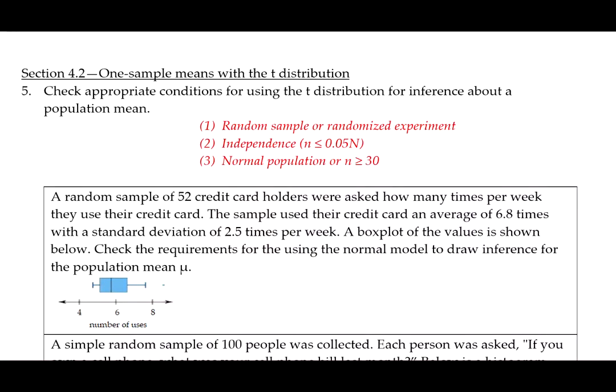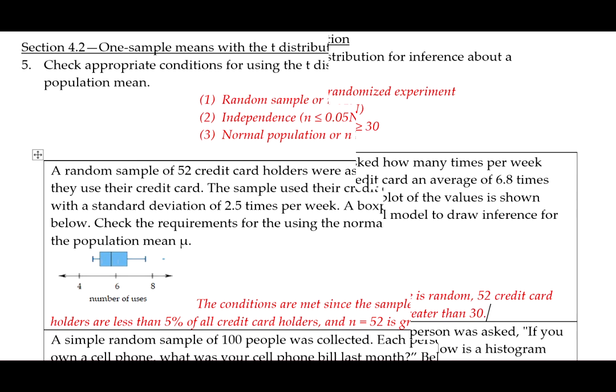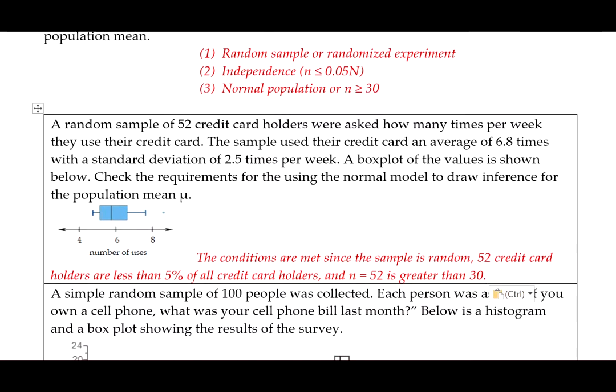Well, it doesn't tell us what the shape of the population is, and we actually can look at this box plot and see that it looks like it's a little bit right skewed. There's an outlier on the right side. The right whisker is longer than the left whisker, and the right side of the box is wider than the left side of the box. But that's okay because our sample size is 52, which is large enough for the central limit theorem to hold, which means that the shape of the sampling distribution of the sample mean will be approximately normal. So the conditions are met since the sample is random, 52 credit card holders are less than 5% of all credit card holders, and n equals 52 is greater than 30.